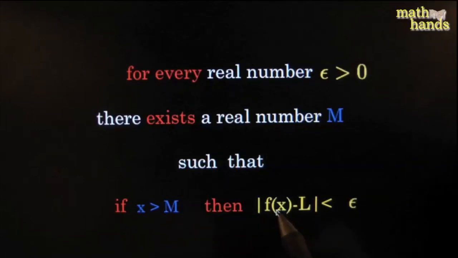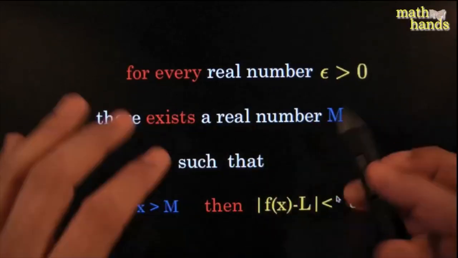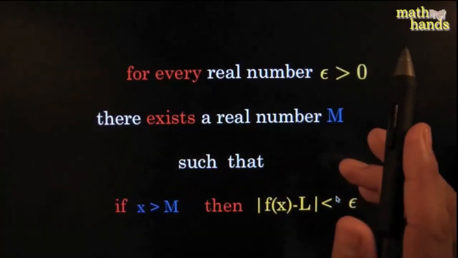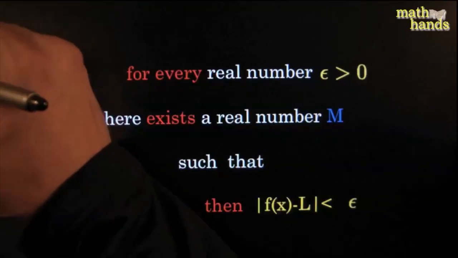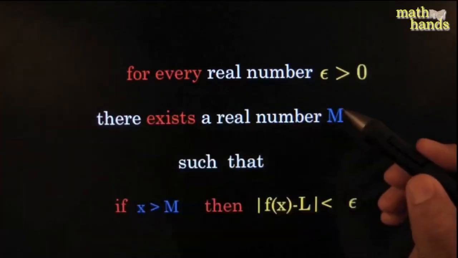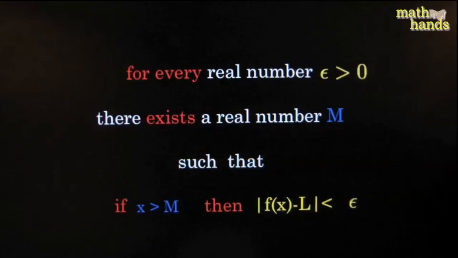Here's the definition. We say that the limit of f of x as x goes towards infinity is equal to L if and only if the following is true: for every real number epsilon greater than 0, there exists a real number m such that whenever x is larger than m, it guarantees that the distance between f and L is less than epsilon. Got it? Exactly what you would expect, right? No, you wouldn't expect that. It took people thousands of years to do it.